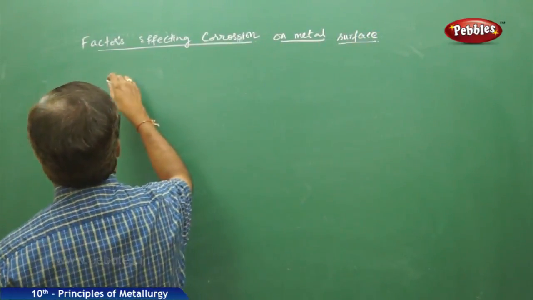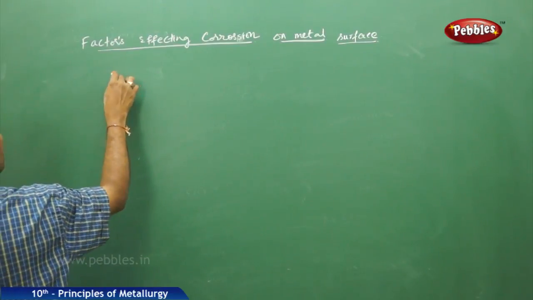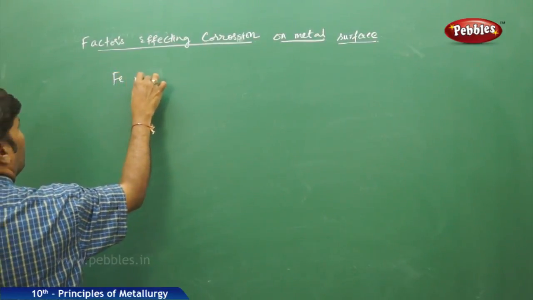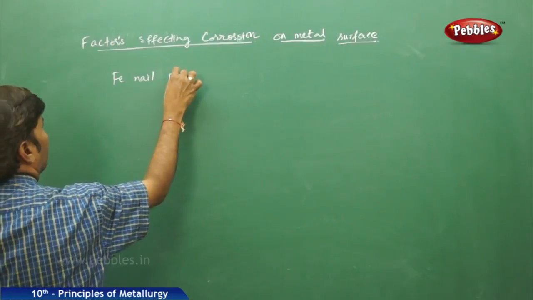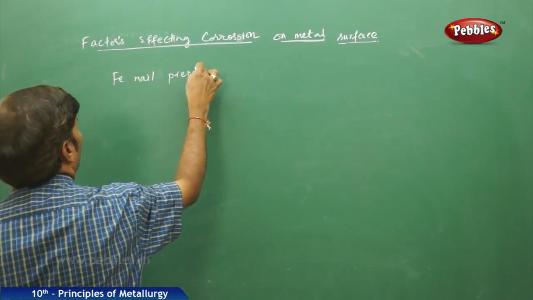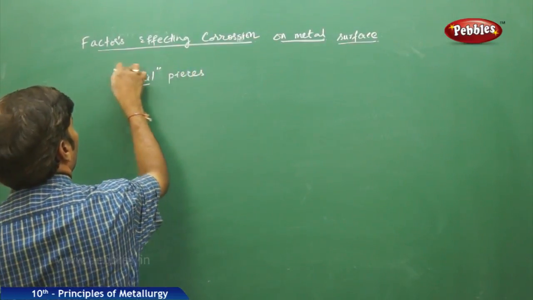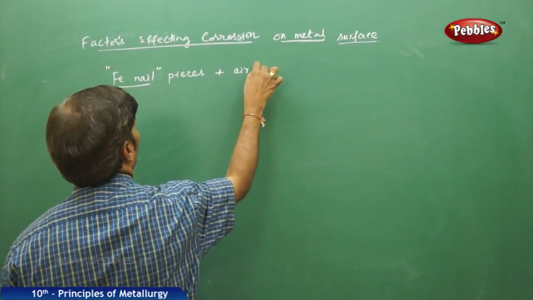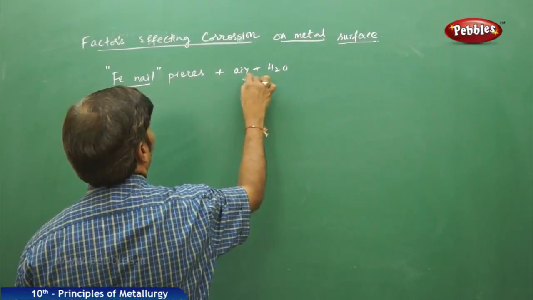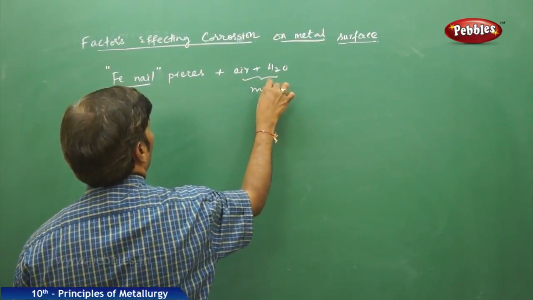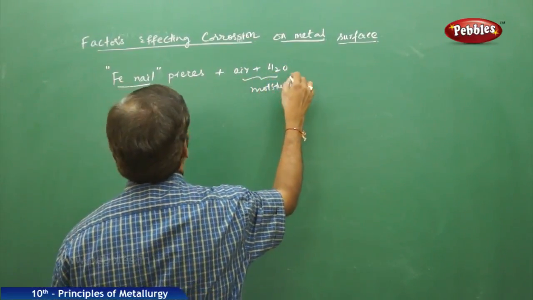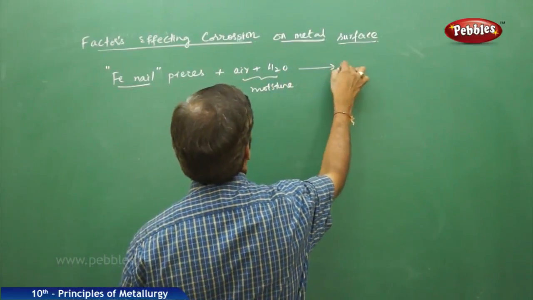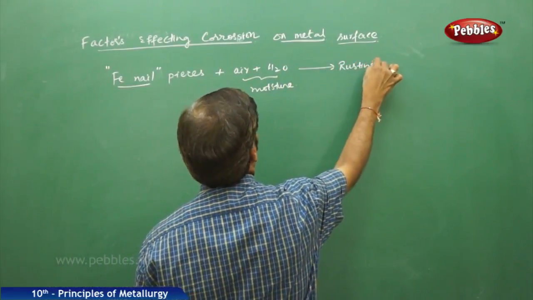So here, if you take iron nail pieces and bring them in contact with air and water together, in the form of moisture, you find that the process of rusting takes place.